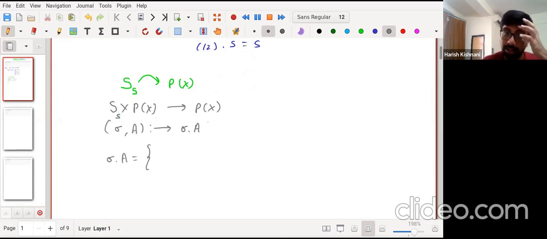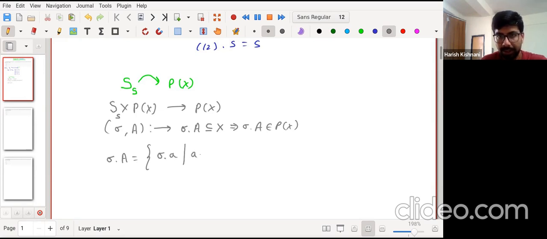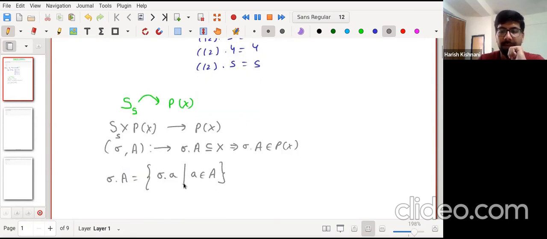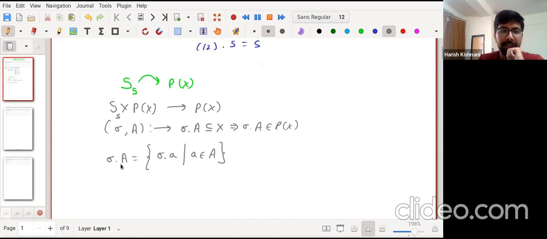A is a subset of X, and sigma is acting on X, so sigma of A will again be a subset of X. That means sigma dot A belongs to the power set of X. First of all, this condition we have to check. So sigma of A is nothing but the set of sigma dot a such that a belongs to A. We have seen this action of S5 over X, so for each element of S5 and each element of X, you can see what sigma dot a is. If you take a subset A, then sigma dot A is the set containing all elements of the form sigma dot a, where a is inside A.